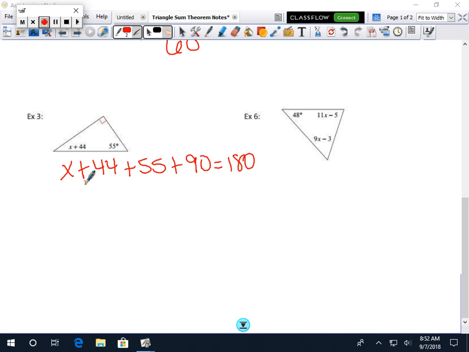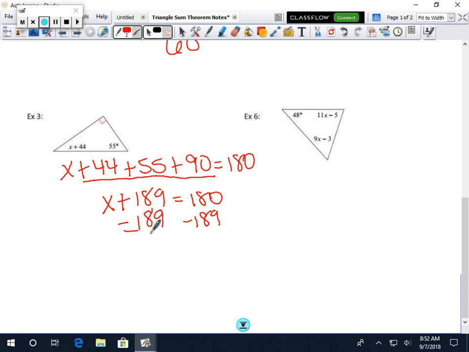I'm going to combine like terms on the same side of the equal sign. I have a positive 44, a positive 55, and a positive 90. When I combine all of those, I get x plus 189 is equal to 180. To solve for x, I'm going to subtract 189 from both sides. I'm left with x is equal to 180 minus 189, which is negative 9.